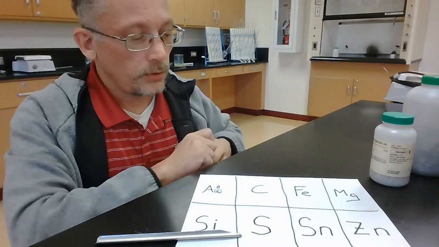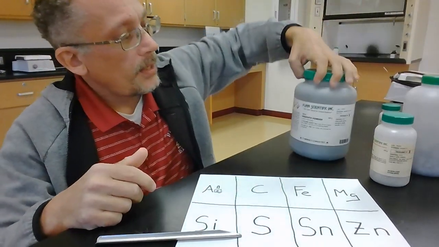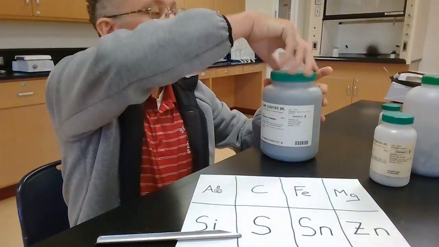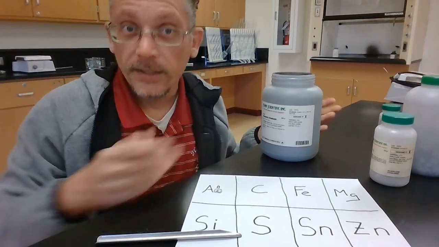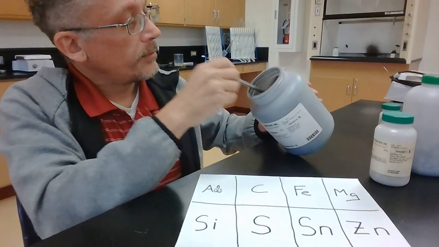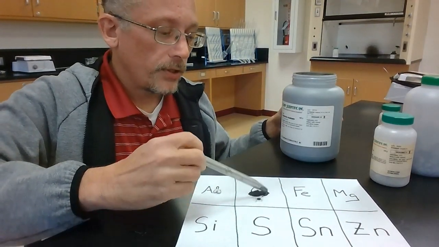symbol for aluminum. Okay. Then we need some carbon, and here I have some graphite powder. Graphite is carbon. Carbon comes in a couple of different forms. One of them is graphite, the other one is diamond. We're not going to use diamond in this lab, so let's get some graphite here. A little bit of graphite there.